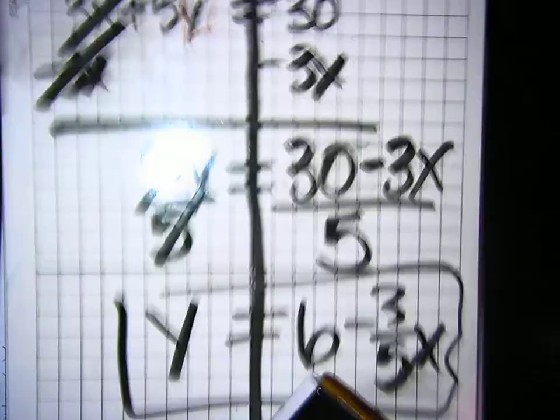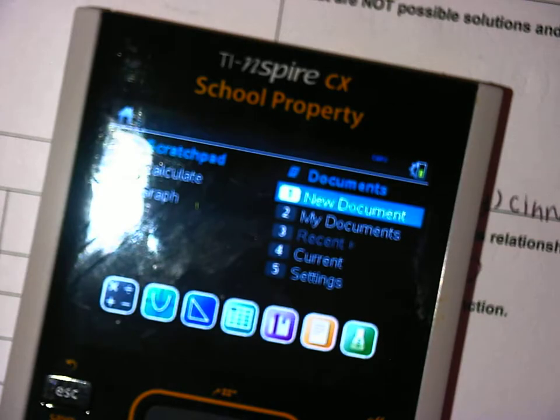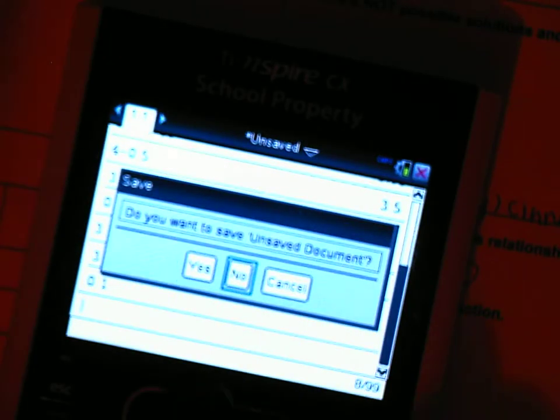So, into our calculators, pull out your calculator, go home, then go to New Document. No, you don't want to save.